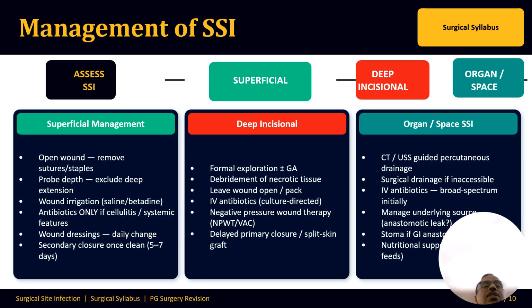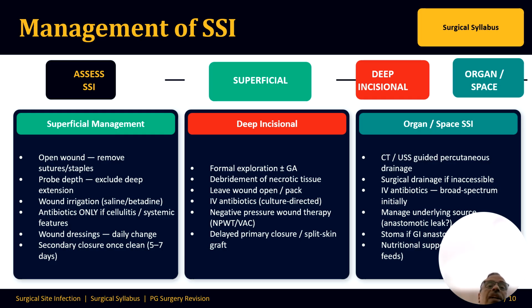The second thing is the management of superficial SSI. The most important thing is to remove the sutures and staples immediately and open the wound. Probe the depth, and exclude any deep extension of a superficial SSI. Irrigate the wound with saline or betadine, that is povidone iodine. Systemic antibiotics should only be given if there are any systemic features like tachycardia, fever, tachypnea, or any significant localized cellulitis of the surgical wound.